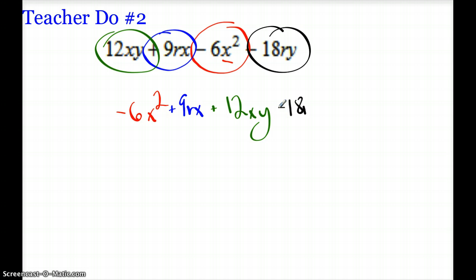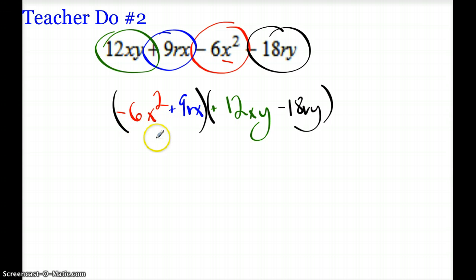Now this is a little confusing because it has to be in a very specific order. I went by x's, descending x's. Maybe that's the best way to describe it: x squared, x, or no x's. So that way, it's pretty close.